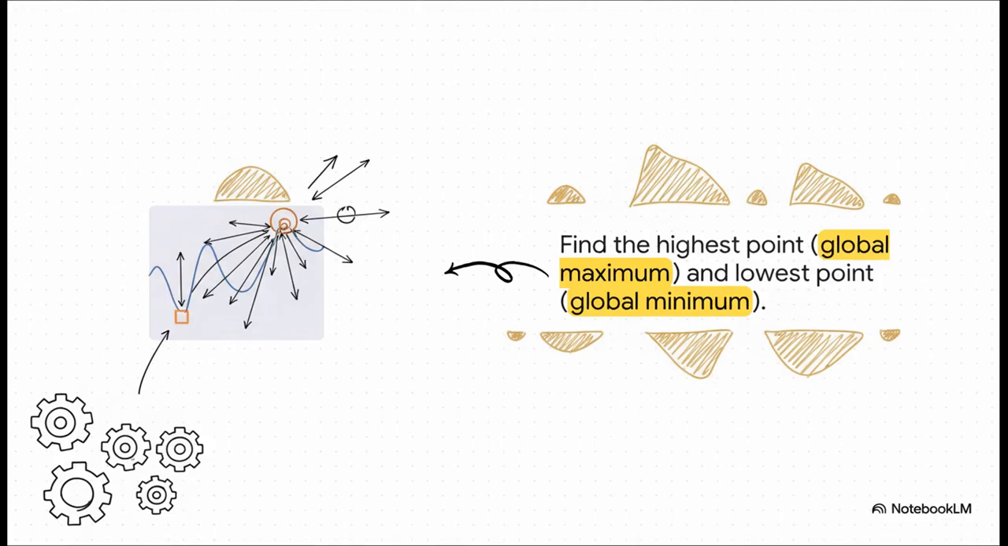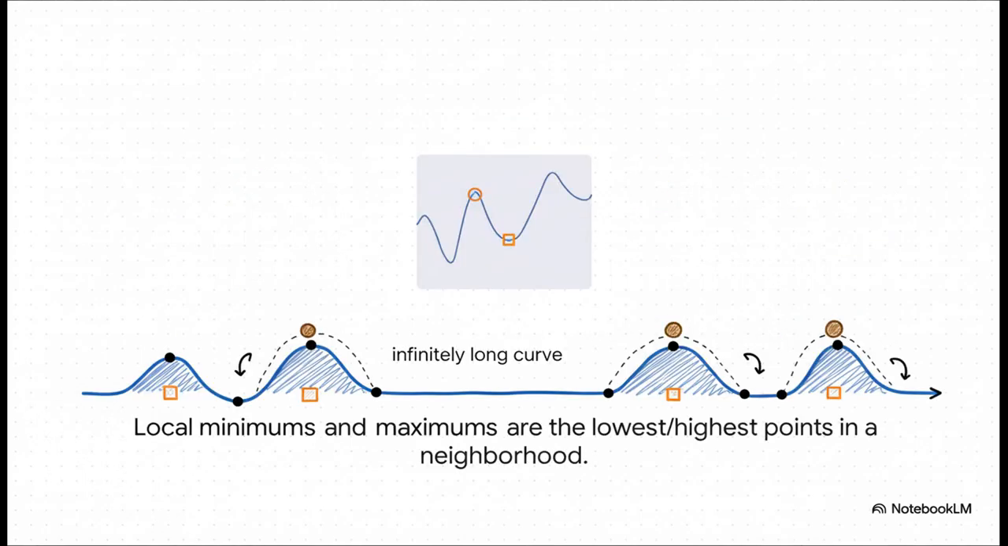So in the world of machine learning, a huge part of the game is cutting down on the system's error. You can actually visualize that error as a curve, just like this one. And our goal is to find the absolute lowest point on that curve. That's our global minimum. The highest point, of course, is the global maximum. Now, trying to find the absolute lowest point on a curve that might go on forever can be tough. So to make the search easier, we often just focus on finding local minimums and maximums.